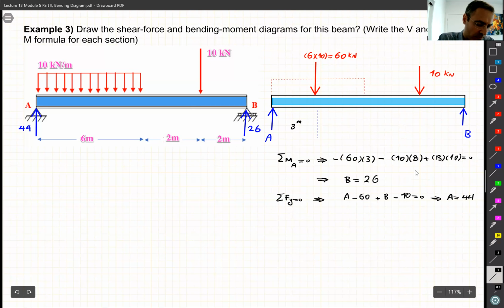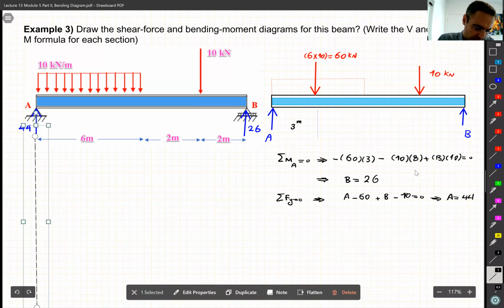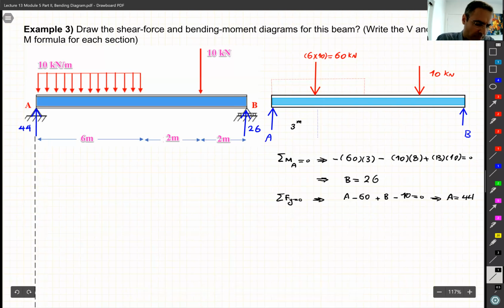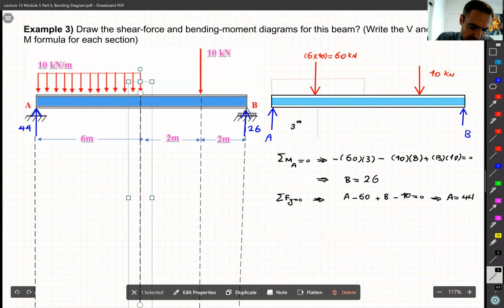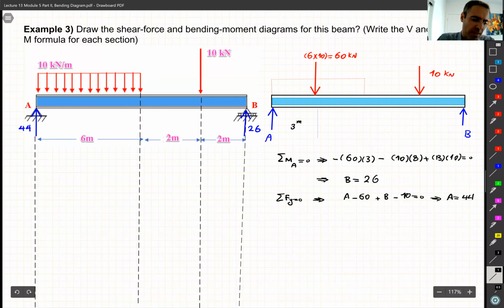That's easy, we start from the left. So one boundary there, right? From there to the end of this distributed load, everything seems to be the same. So we put one boundary there because there is a change, and then one boundary there, and then at the end of the beam. All right, so basically we have 3 regions, and we need to do 3 sections.